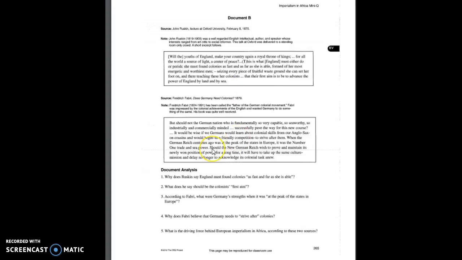The second piece of the document is from a German author saying that Germany needs to step up their game, and if they want to be competitive, if they want to maintain their newly won position of power, they're going to have to follow the British lead and make sure that they maintain their position by trade and by sea power. So remember, we could tie that to exploratory motives, we could tie that to economic motives, or again to our political motives for nationalism, that they want Germany to be a strong and powerful nation.